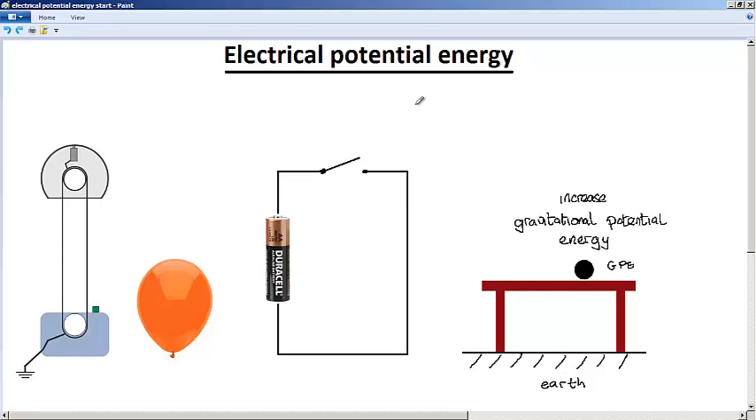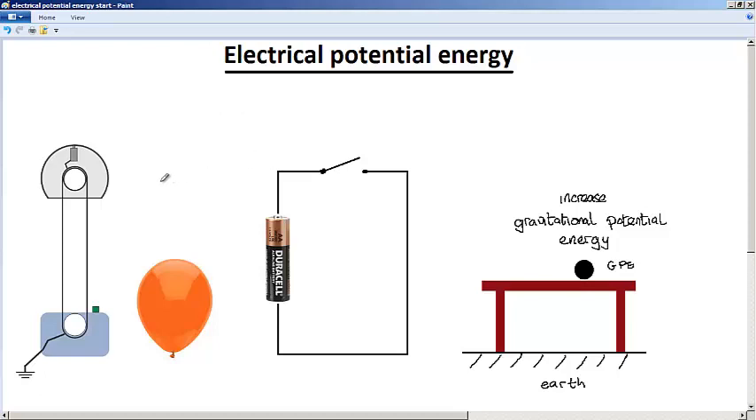I can do a similar thing with like charges, for example a positive charge and a positive charge, but rather than separating them, I bring them closer together. And if I bring these two charges closer together, as I do that, I increase their electrical potential energy.